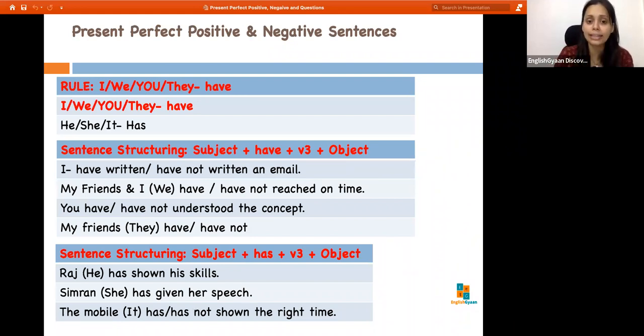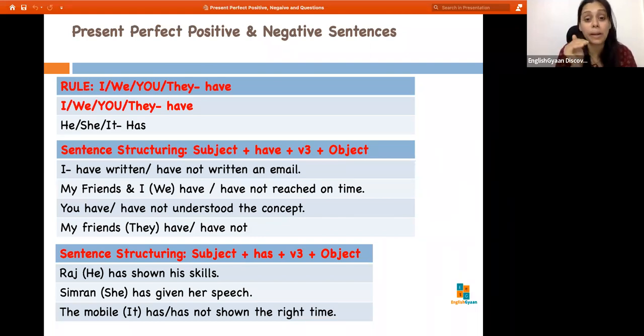So any activity that is just now completed, for that you're going to make use of present perfect tense. Have or has plus V3. Now I'll tell you common mistakes that people make. They say, I written an email. Written. V3 cannot be used like that only. It has to be supported with have, has, or had.